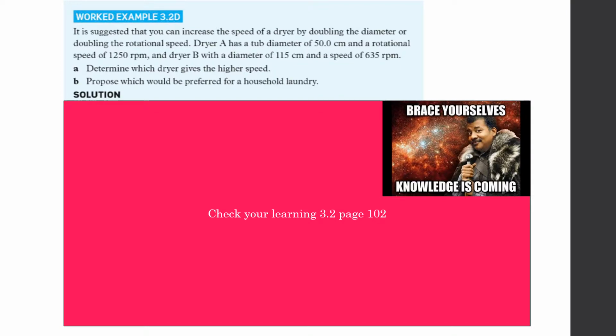So first of all, we need to determine which dryer will have the highest speed, and then propose which would be preferred for household laundry. So what we first need to work out is the period for both dryers.